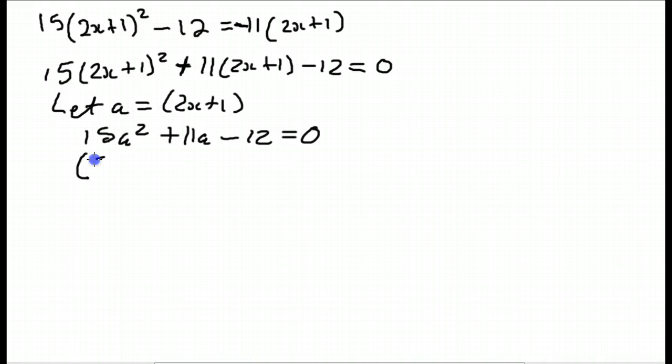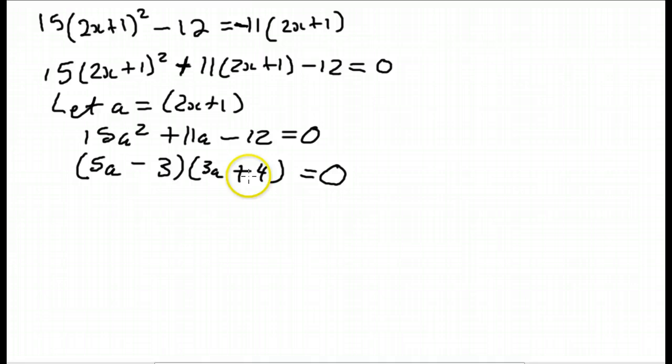We factor. I'm guessing. Usually it's 5 and 3. I need to get 11. I've got a plus and a minus. The plus is going to be bigger, so 12. Let's see, we put a 4 there. That'll give me a 20, and a 3 there will give me a 9. And that's what I want. And I know that the 4 has to be the plus to give me the larger, so we get 15a squared plus 20a minus 9a, plus 11a minus 12.